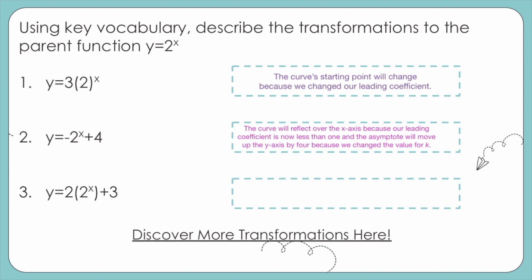For the last one, we can see that we've changed that leading coefficient to a 2. So again, that's going to change this curve's starting point. And we can see that we've added 3 on the end. So therefore, that's going to change our asymptote as well. That's going to move up the y-axis 3 because we've changed that value for k.